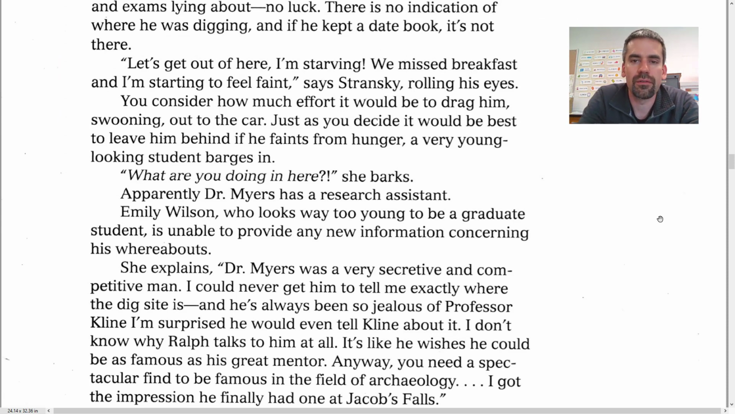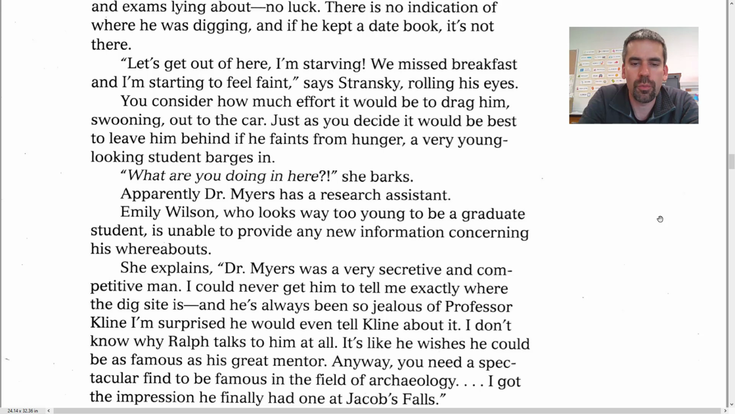"Let's get out of here. I'm starving. We missed breakfast, and I'm starting to feel faint," says Stransky, rolling his eyes. You consider how much effort it would be to drag him, swooning, out of the car. Just as you decide it would be best to leave him behind if he faints from hunger, a very young-looking student barges in. "What are you doing in here?" she barks. Apparently, Dr. Myers has a research assistant.